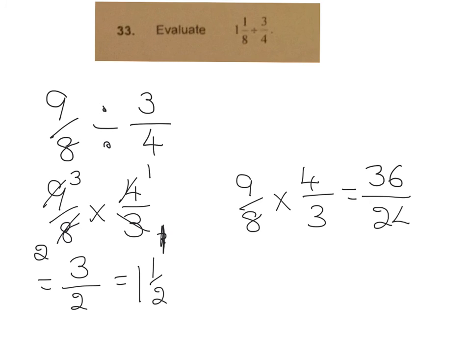And then you have to simplify. So 36 and 24 can both be divided by 12. So 36 divided by 12 is 3. 24 divided by 12 is 2. And again, go back into a mixed fraction. So that is 1 1/2. So both methods work. It's just a bit less work if you know how to cancel down before you multiply.